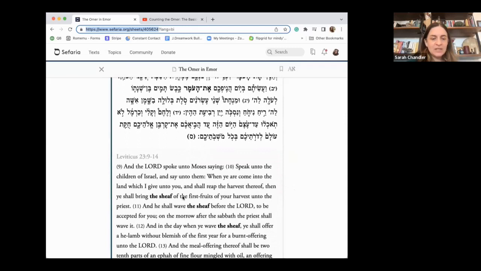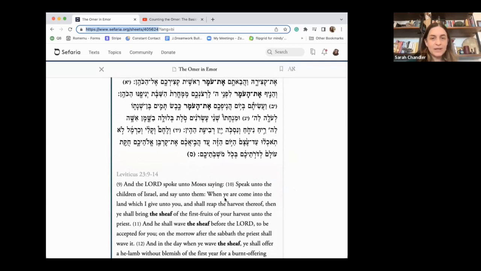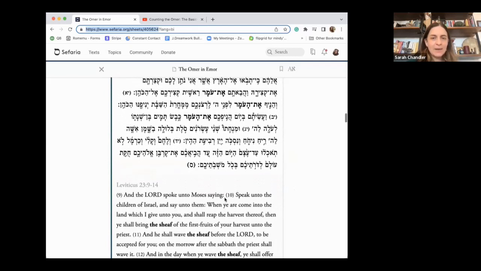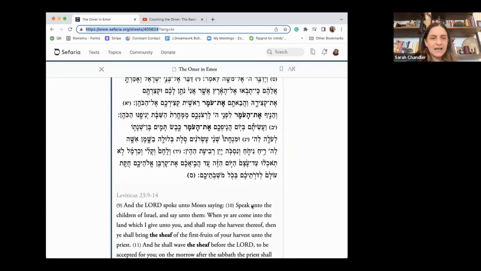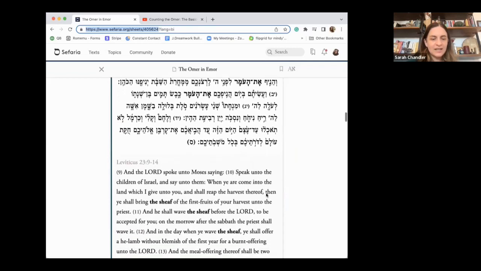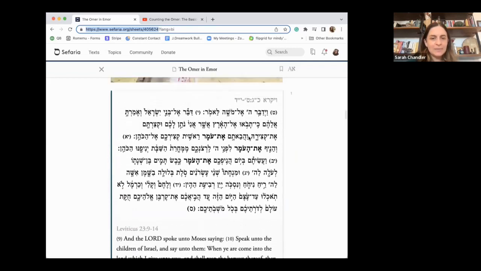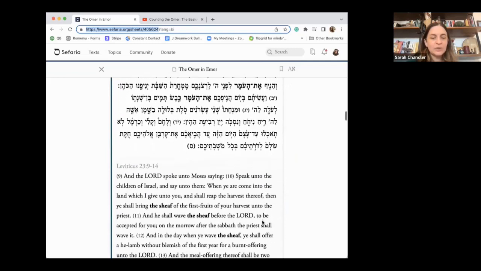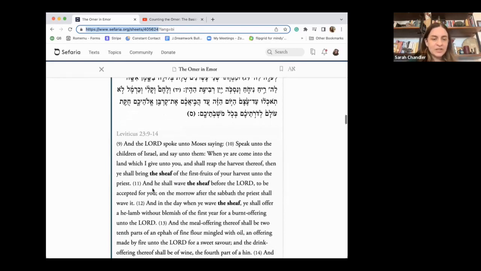So what are we supposed to do? Come to the land, bring a sheaf of the first fruits of your harvest. At this point, it hasn't told us what species, but this phrase, katsir, chag hakatsir, in the Hebrew, is giving us a clue, because in other places, Shavuot is referred to as the holiday of katsir, the holiday of cutting. What should we do with the sheaf? Wave the sheaf before the Lord to be accepted for you. On the morrow after the Sabbath, the priest shall wave it.